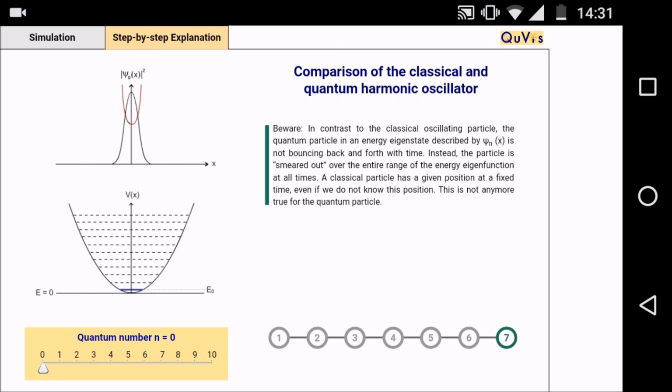So in contrast to the classical oscillating particle, the quantum particle in an energy eigenstate described by psi x is not bouncing back and forth with time. Instead, the particle is smeared out over the entire range of the energy eigenfunction at all times. A classical particle has a given position at a fixed time, even if we do not know this position. This is not any more true for the quantum particle. And there you have it. The red line is our classical probability distribution, as you can see.